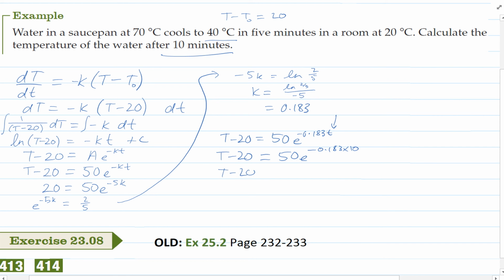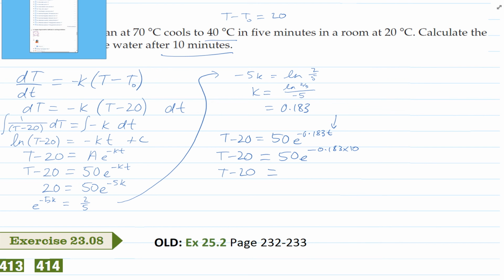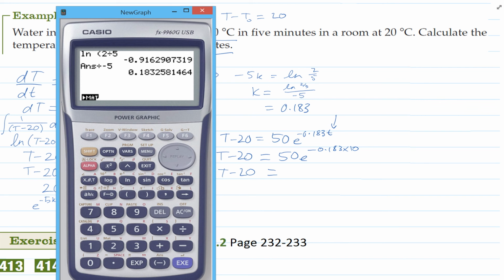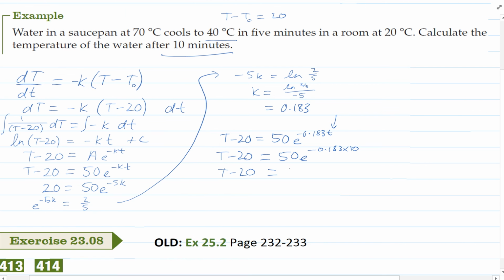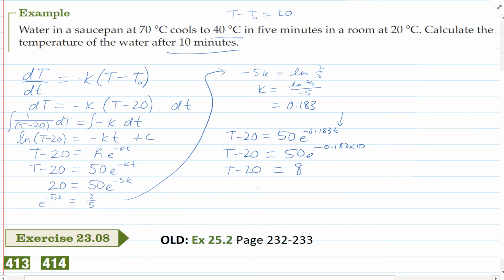So T minus 20 is going to be equal to, we need a calculator for this one again. Let's times 0.183 by negative 10, then take e to the power of that, and then times that by 50. Our difference is going to be 8 degrees. Adding 20 to both sides, the temperature of our water is going to be 28 degrees after 10 minutes.